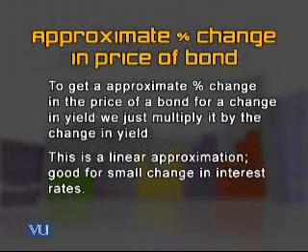So, to get approximate percentage change in the price of a bond, all we need to do is multiply it by the change in yield. And remember, this is a linear approximation. It is good for small changes in interest rates. These are the small changes in interest rates that bring about bigger changes in yields as well. Because we're talking about bond volatility and we're talking about relationship between maturities and yields into the bond prices.